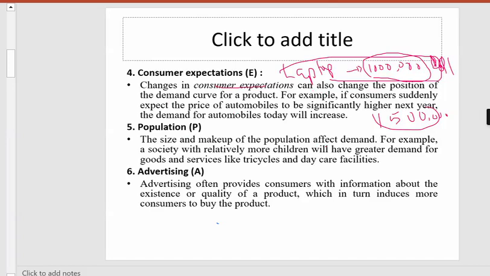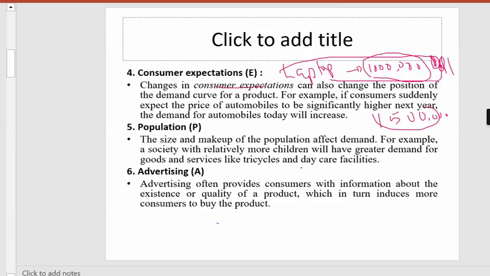Population, the higher the population, the higher the demand. The lower the population, the lower the demand. For example, for a society with more children, that means the demand for children will what? Increase. Vitu kama tricycles or daycare facilities will increase because there are so many children. So advertisements also, if you Doctor.